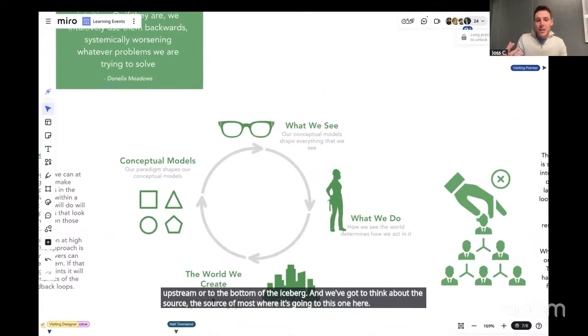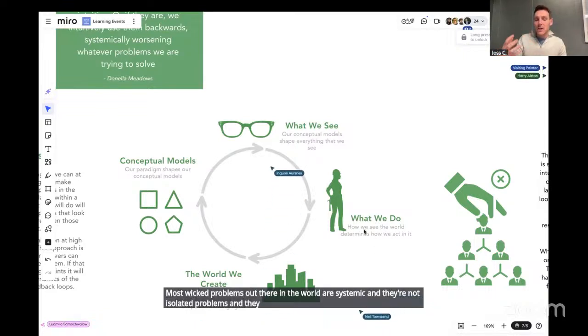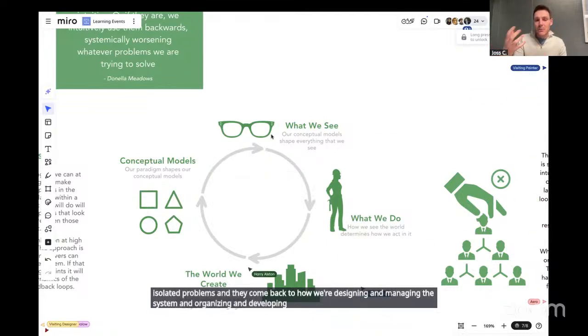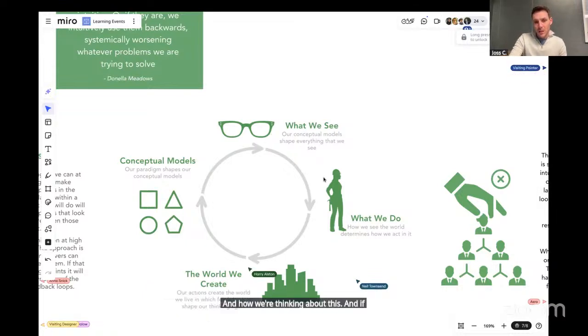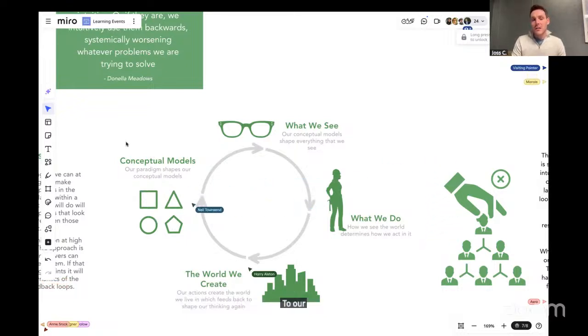Most wicked problems out there in the world are systemic, and they're not isolated problems, and they come back to how we're designing and managing the system and organizing and developing it, which comes back to how we're looking at the world, which ultimately comes back to our mental models and how we're thinking about this. And if it's a really wicked problem, you need to trace it all back upstream to our conceptual mental models and try and understand those and shift those.